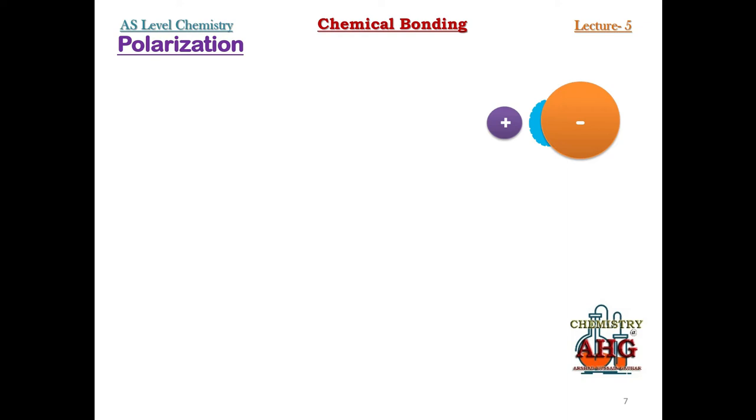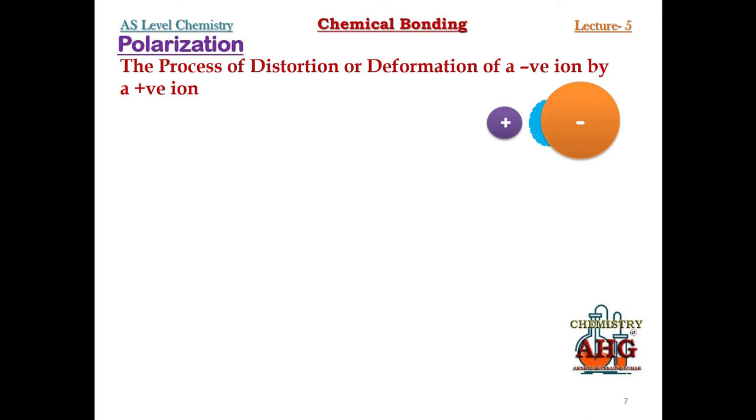Now this distortion or deformation of a negative ion by a positive ion in an ionic compound is known as polarization. So you must remember, polarization is a process of distortion or deformation of a negative ion by a positive ion in an ionic compound.